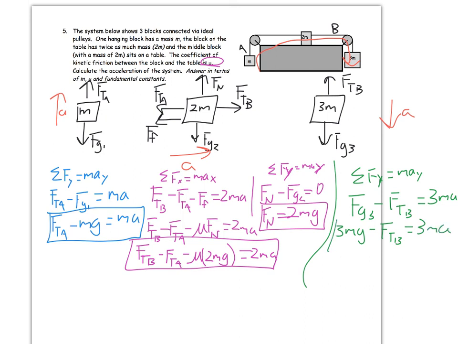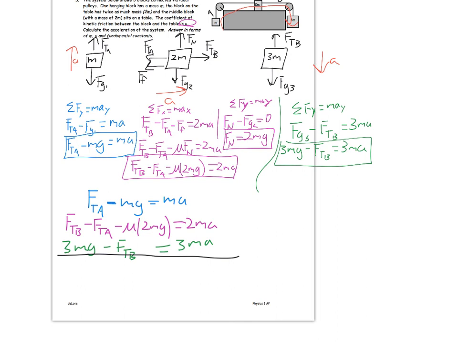I'm now going to take these three equations that I've gotten here for each of my objects, and we're going to add them up. So when I go and add up those equations, I find that the FTAs go away, because we have FTA minus FTA, as do the FTBs, which makes sense because those are forces that are just holding our system together, so they should cancel out in our final expression. And what I'm left with is 3mg minus mu times 2mg minus mg equals ma plus 2ma plus 3ma, or 6ma.